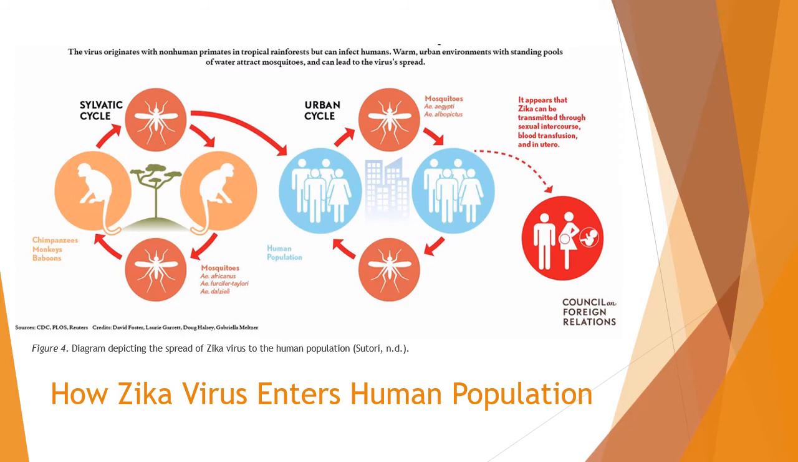This is just a diagram that shows how Zika virus has spread from monkeys in Uganda to the human population, and as you can see, the mosquitoes have played a very vital role in this spread.